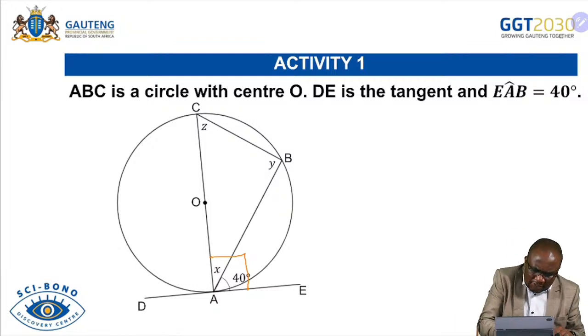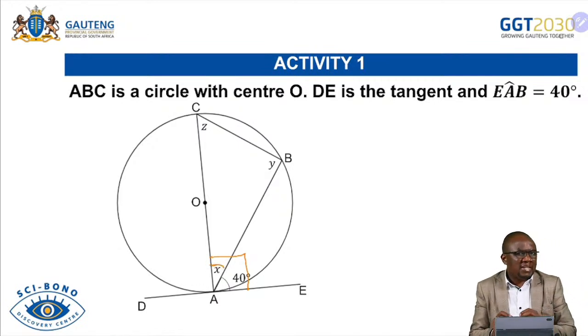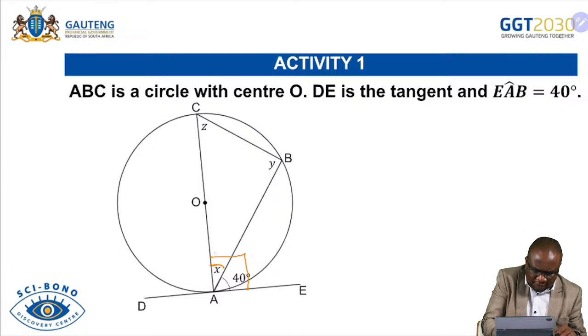So now it means X here is 90 minus 40. It means this should be 50 degrees.